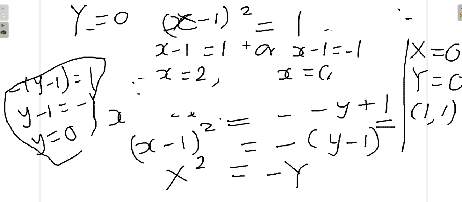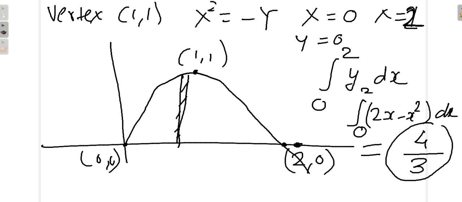Please see, I have repeated this. The 2 points are x equal to 0, x equal to 2, and y equal to 0. So in this way, you can get the answer. The answer is 4 by 3.